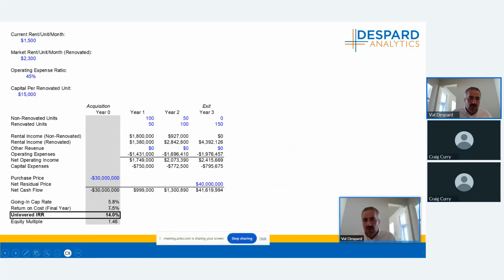So you've got return on cost at 7.5. The way you calculate that is your NOI of 2.4 million divided by your purchase price and your capex. I can send you an example, but it's basically 2.4 million divided by 30 million plus 750 plus that, and it's just that ratio.